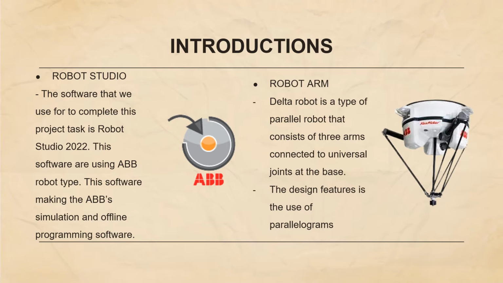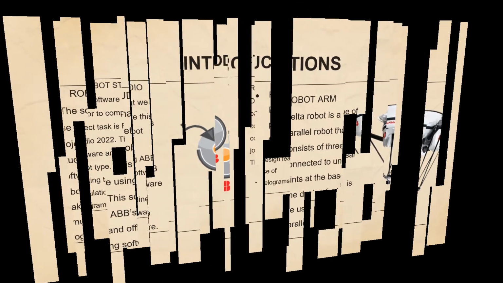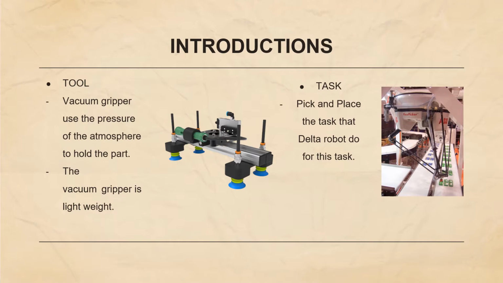Robot arm. The Delta robot is a type of parallel robot that consists of 3 arms connected to universal joints on the base. The design feature is the use of parallelograms. The tool that we use for the assessment is a vacuum gripper. A vacuum gripper uses the pressure of the atmosphere to hold the part. The vacuum gripper is a lightweight type.